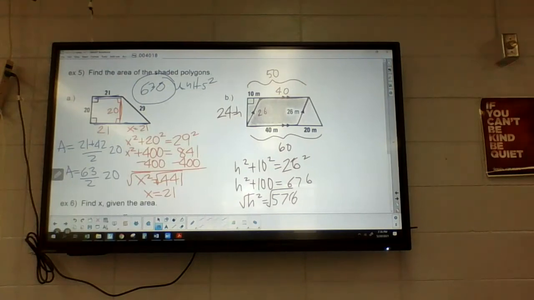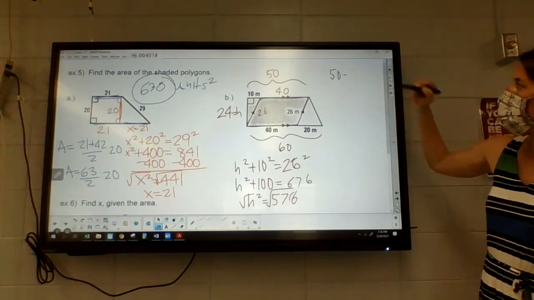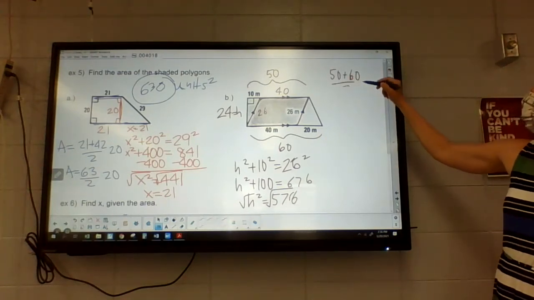So now we can do our trapezoid formula. Base 1 plus base 2 divided by 2 times the height.